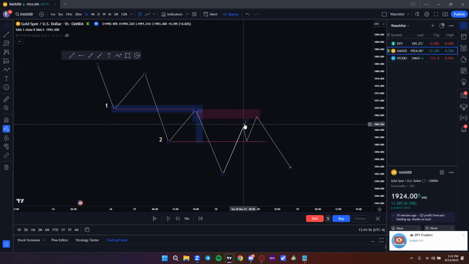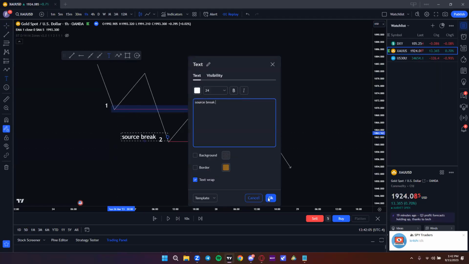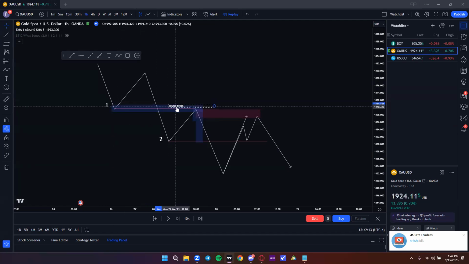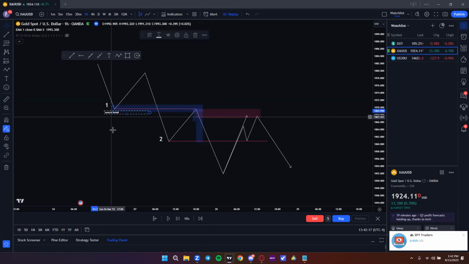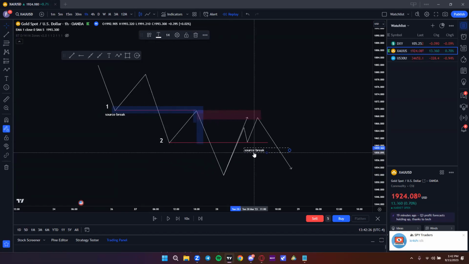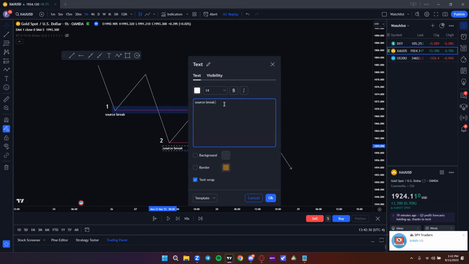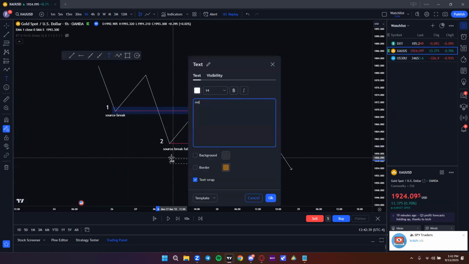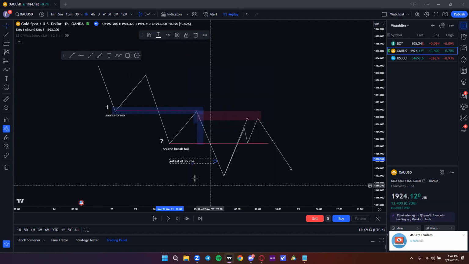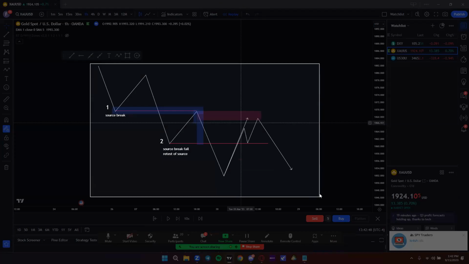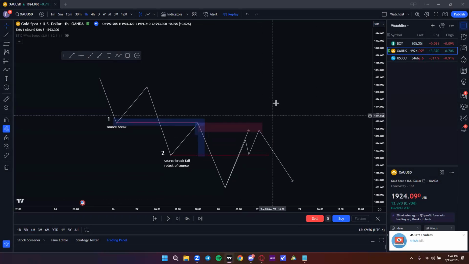So I'm going to take a screenshot of this. This is source break fail, and retest of source. Yeah, hopefully that makes sense for you guys.